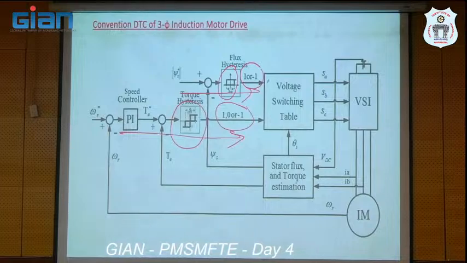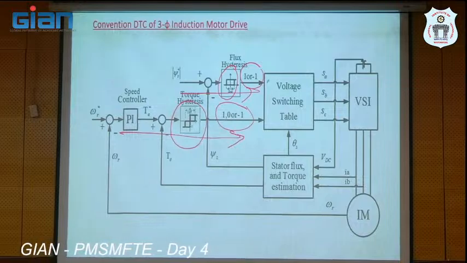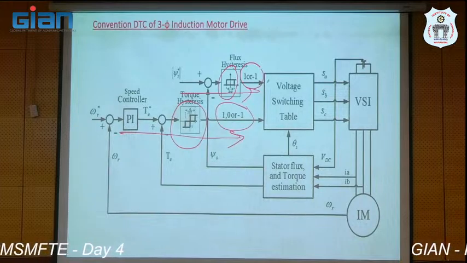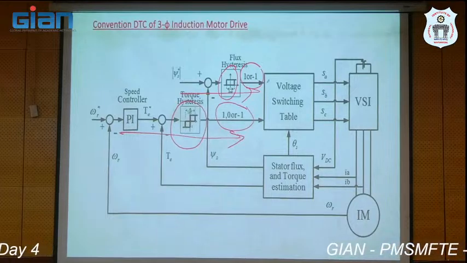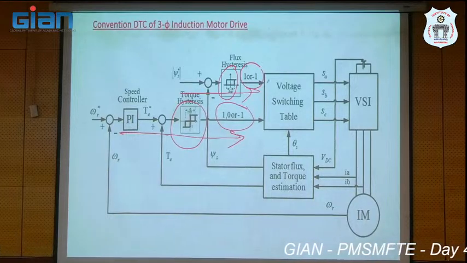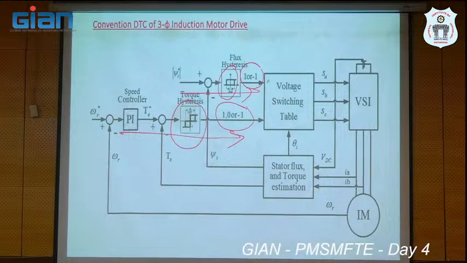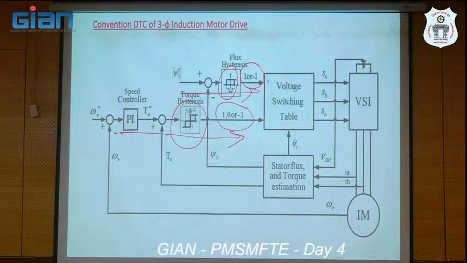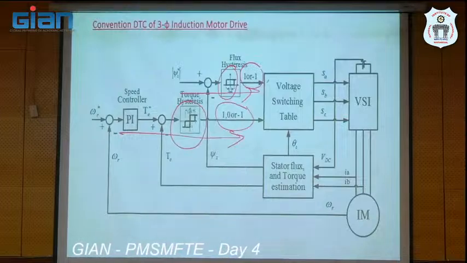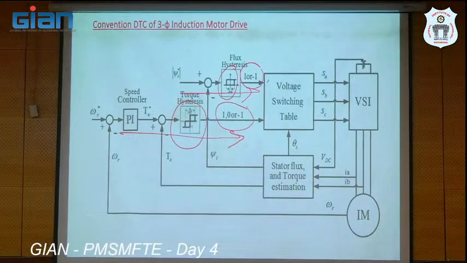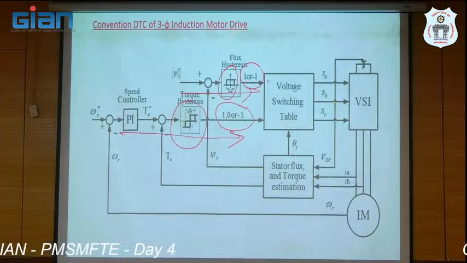1, 0, -1. Once the error exceeds on the positive side, you will get +1. If the error is between 0 and 1, it will be treated as 0. Between 0 and -1, it will also be treated as 0 only. Only once the error exceeds +1 or exceeds -1 does the hysteresis controller output become +1 or -1. In the remaining conditions, it will produce the 0 state only.